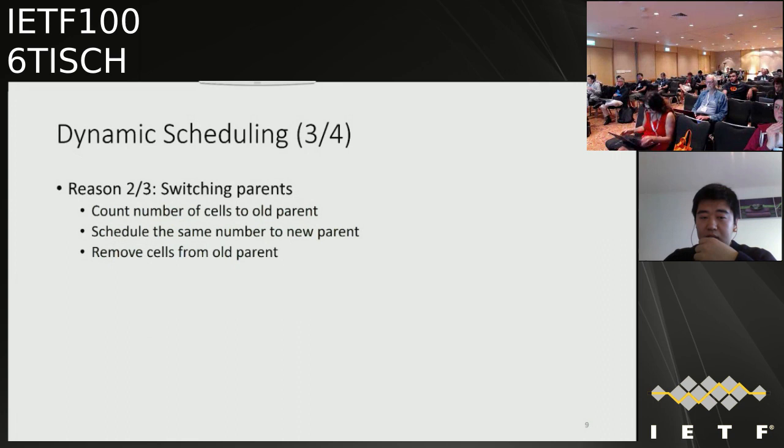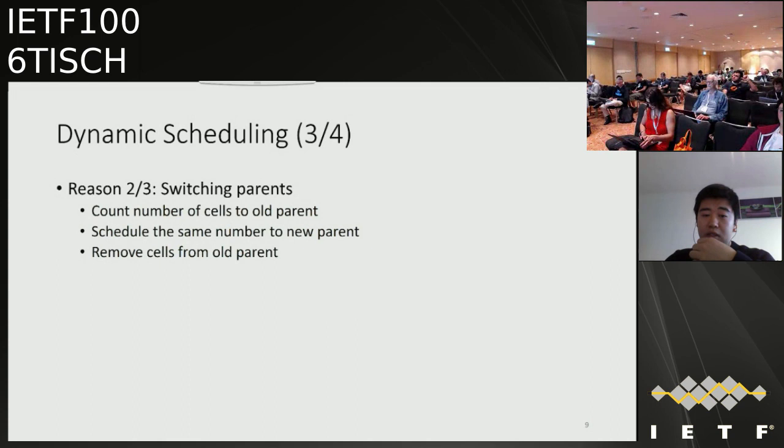Next slide, please. So when a node switches its parent, it will do three things. First, it counts the number of cells to its previous parent, then schedules the same number to the new parent, and then it removes all the cells from the older parent.